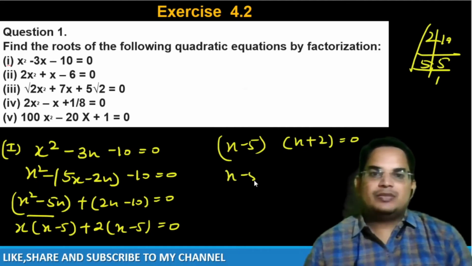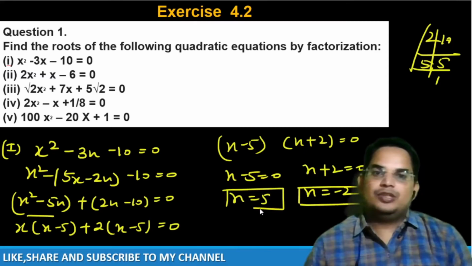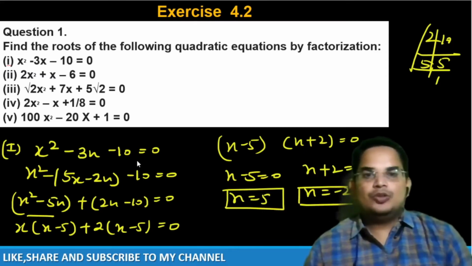So now what I will say, x minus 5 is equal to 0 and x is equal to 5. Similarly, x plus 2 is equal to 0 and x is equal to minus 2. This is your answer. So I hope all of you understood this thing, children. Now I am going to explain the next question.